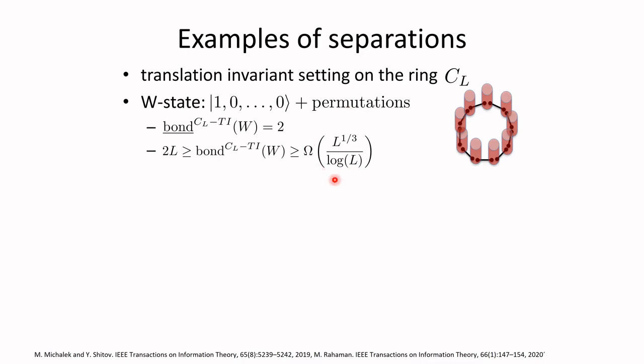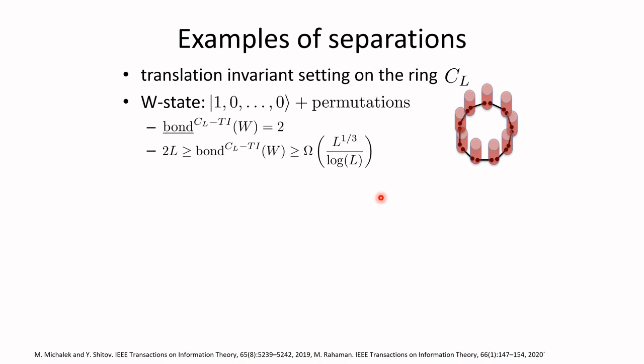whereas we get a lower bound on the bond dimension in the translation invariant case for the W state, which grows with the system size. And this lower bound is derived by some recent results on the quantum Wielandt inequality. So by making the system size larger and larger, we can get a separation here, which is arbitrarily large, between the border bond dimension and the bond dimension.